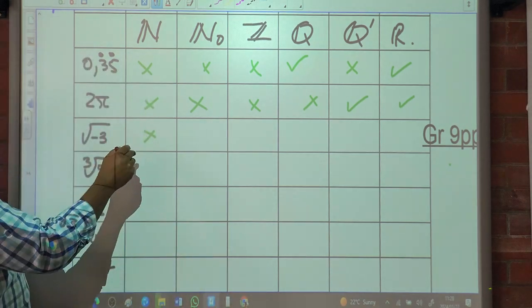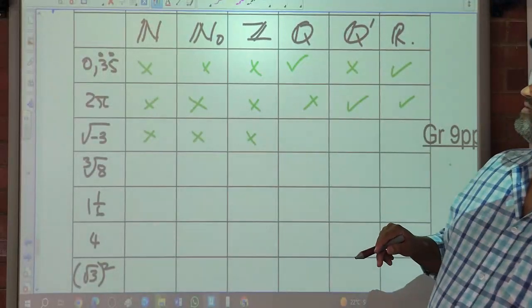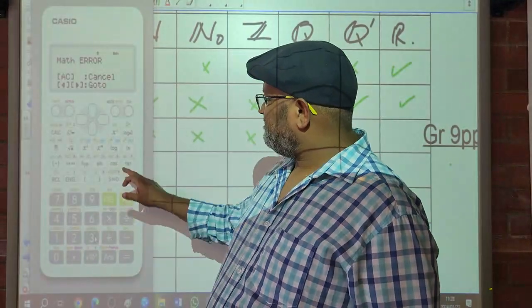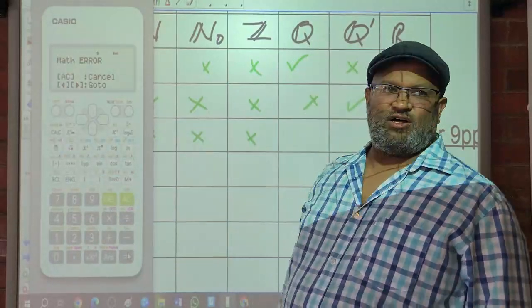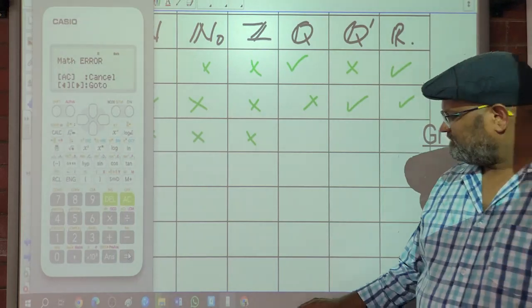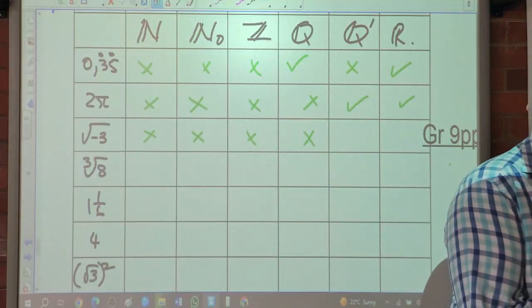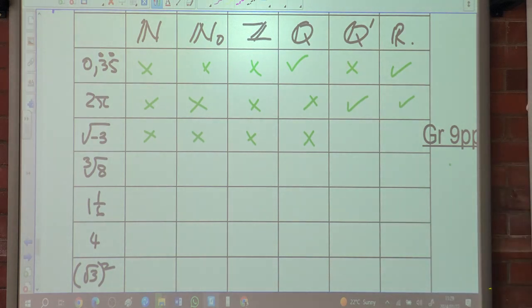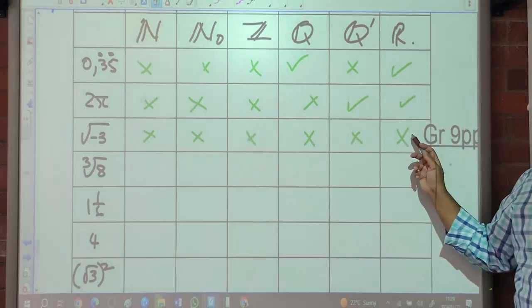So is that number natural? No. Is it a whole number? No. Is it an integer? No. Because I remember we just worked it out now, the square root of negative 3. It's non-real. So it's not an integer. Is it rational? No. The number doesn't exist to us. How can it be written as a fraction, recurring or terminating decimal? Is it an irrational number? No. Is it a real number? No. So if it's none of these, how can it be real?